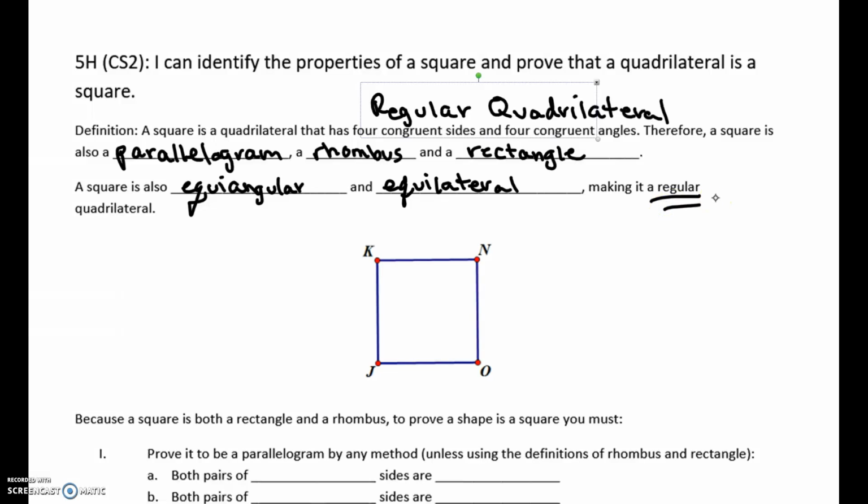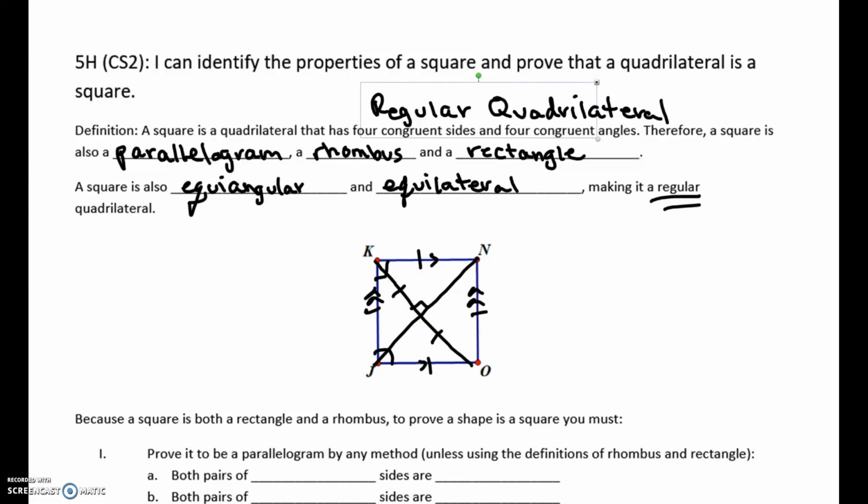So if we were to mark up all the things we know about a square, life gets pretty complicated pretty quickly. I'm going to go ahead and draw my diagonals. We know that all four sides are congruent. My opposite sides are parallel because it's a parallelogram, right? My angles are all right angles. I'm just going to mark those two because it's a rectangle. I know that my diagonals are perpendicular because it's a rhombus.